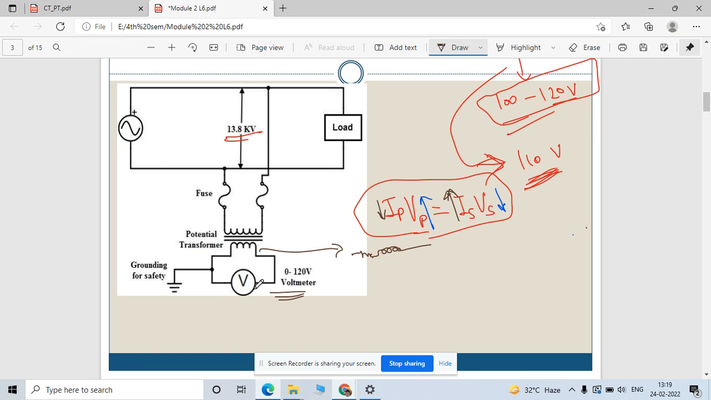Then further at the second terminal, this is your primary. This whole circuit is nothing but your PT. ये पूरा PT है आपका. इसका ये प्राइमरी साइड हो गया, ये सेकेंडरी साइड हो गया. So this is your primary side, and this is your secondary side.